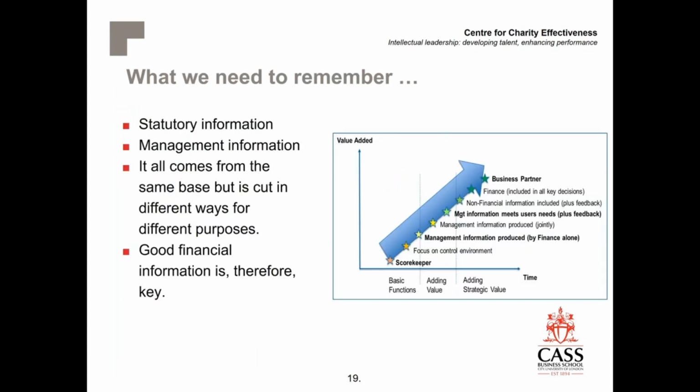But what we need to remember more than anything is we've got to have good quality management information to go on this journey. And the finance function, for example, on the right-hand side here, we've got to move out of being a scorekeeper to understand what operations, what fundraising really needs, and to become a business partner to provide that information. So I've got about another 5 minutes, I think, on the presentation here.